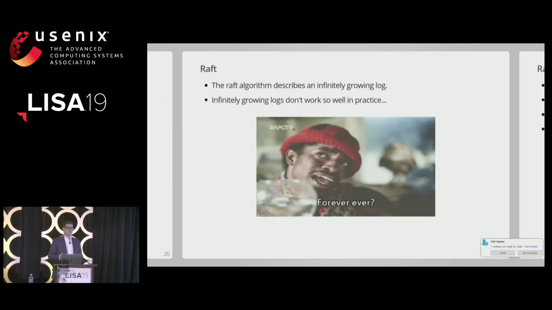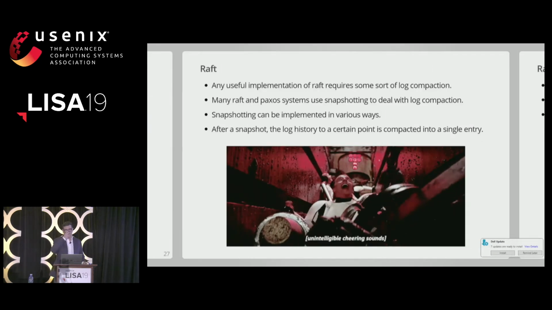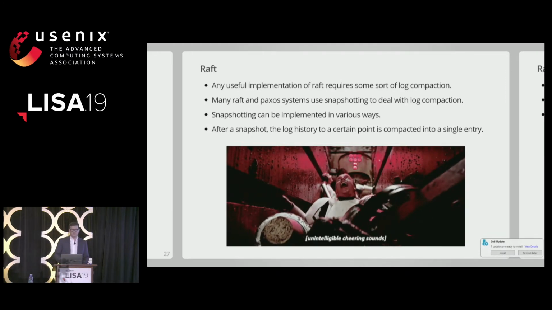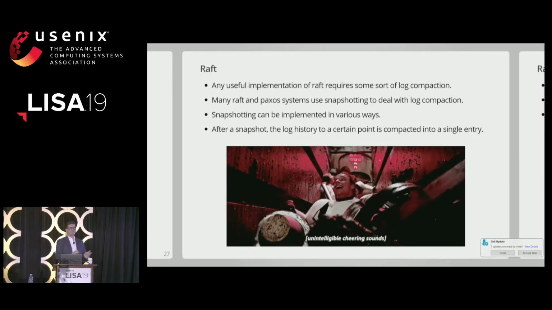So one problem with the Raft algorithm is that it describes a log that grows indefinitely. And that doesn't really work so well. In a real world scenario, you can't just have your log grow forever. So there's going to be some kind of compaction that's going to happen in any real world system. And many of these systems use snapshotting or some other similar approach to deal with compaction. That's what etcd does. It takes snapshots at an interval, compacts the log, and you lose that information, but not the state. So your log entries from before just kind of get squished into one.